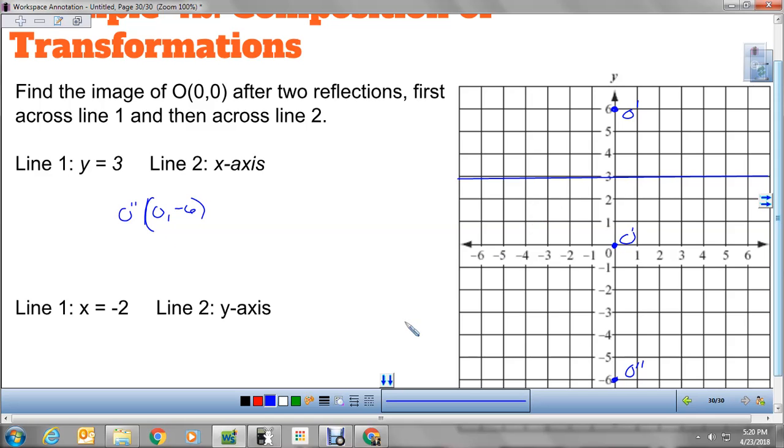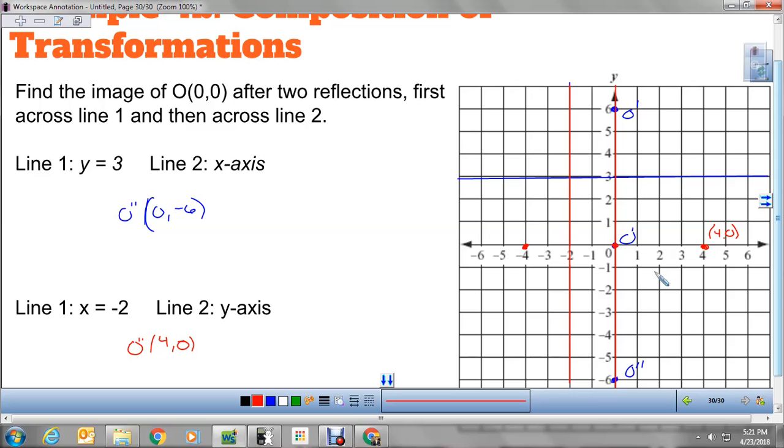Okay, so you guys try the second part of this, pause the video and come back and check your work when you're done. All right, so let's check to see how we did. We started off at 0, 0. We reflected across the line x equals -2, which is a vertical line. So it's 2 units to the right, so we get 2 units to the left, which puts us at -4, 0. And now line 2 is going to be across the y-axis, which means now we're 4 units to the left, so we have to go 4 units to the right, and that gives us a coordinate of 4, 0.